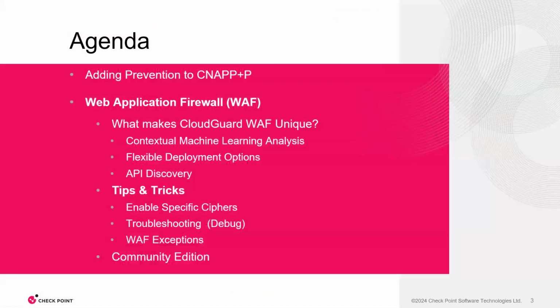Today's agenda, so we're going to talk about how here at Checkpoint we're adding prevention to CNAPP, and we'll talk about what that acronym is and how it fits in with our web application firewall technology and what makes us unique. Some of the new capabilities around API discovery and WAF as a service. And then we'll talk a little bit about things we run into with our customers, some tips and tricks with ciphers and troubleshooting and exceptions. And then ultimately at the end, in the spirit of community, because I know this will be up on Checkmates, we'll talk about the WAF community edition as well briefly.